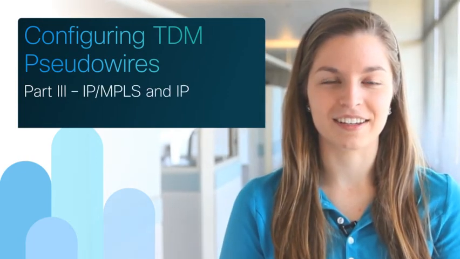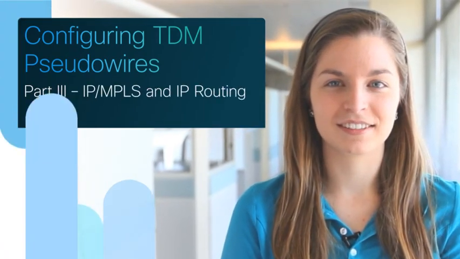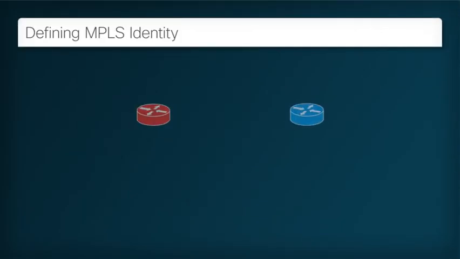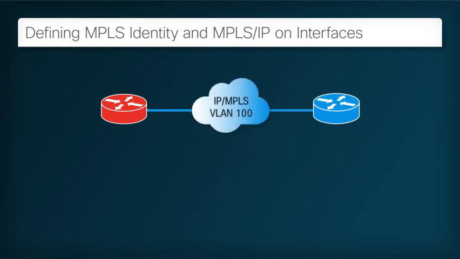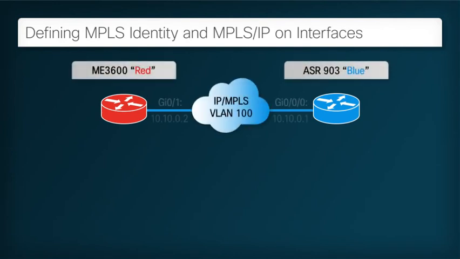IP, MPLS, and IP routing. Starting where we left off in the previous video, we now configure the router identity so that MPLS forwarding can carry the pseudowires. We also introduce IP routing to connect the Layer 3 components together, defining MPLS identity and MPLS IP on interfaces. First, we need to define an IP address as the MPLS router ID of each node.